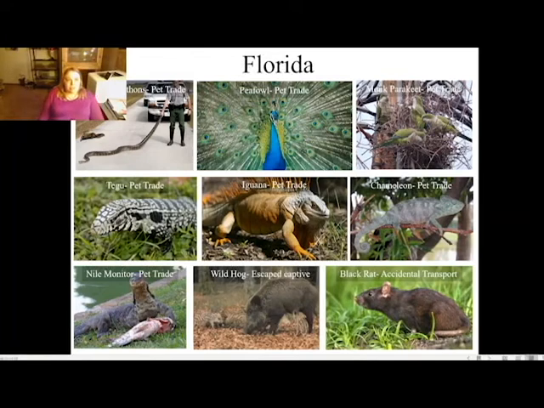So most of the invasive land vertebrates were brought to Florida through the pet trade. In fact, I put the top 9 invasive land vertebrates in Florida here, and 7 of them were caused by the pet trade. So many of these species have been purposefully released into the wild, and that's because people buy them and they can no longer care for them. So a lot of people will buy things like reptiles when they're small and not realize how large many of these species get and how much work goes into caring for them.